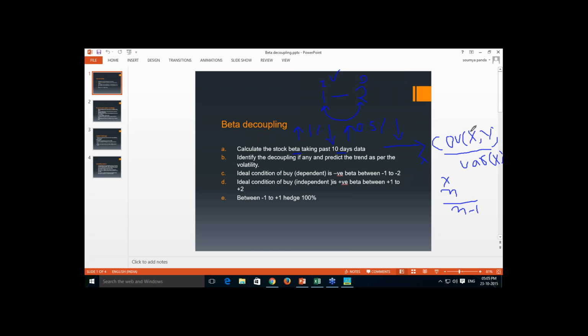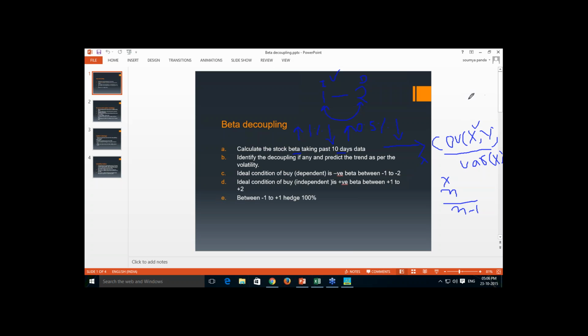So X is an independent stock, Y is a dependent stock. The stock X will have a higher volatility as compared to Y. Whenever this relationship of beta is established between an index and a stock, the index will always be prime. It should be considered as X. So this is known as your beta decoupling beta value.